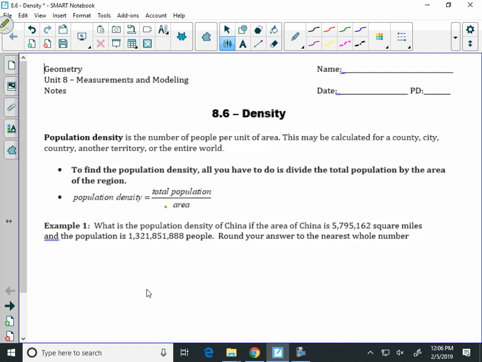It says, what is the population density of China? If the area of China is 5,795,162 square miles, and the population is 1,321,851,888 people. Just use that concept: population over area. You don't have to say the whole number. What's an indicator that it's population? It's a big number with the word people written next to it. That's my population, and that's what goes in the top.